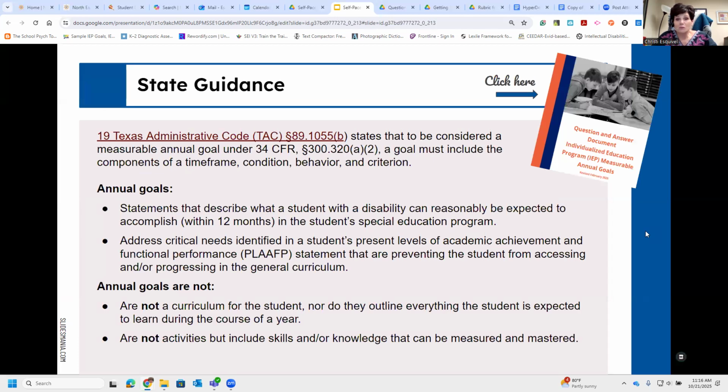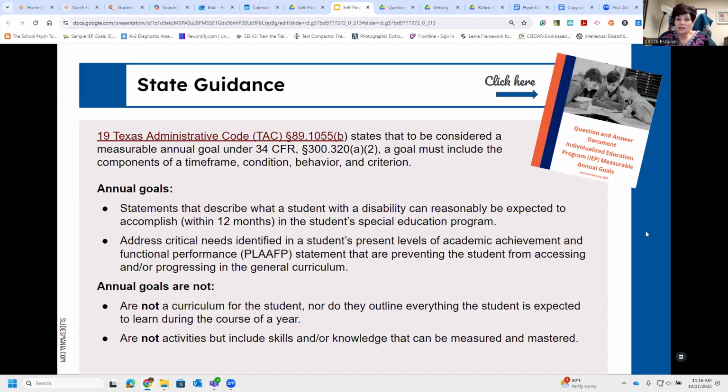State guidance tells us more. The Texas Administrative Code states that to be considered a measurable annual goal, a goal must include the components of a time frame, condition, behavior, and criterion. The goal statements must describe what the student with a disability can reasonably be expected to accomplish within the 12 months in the student's special education program.